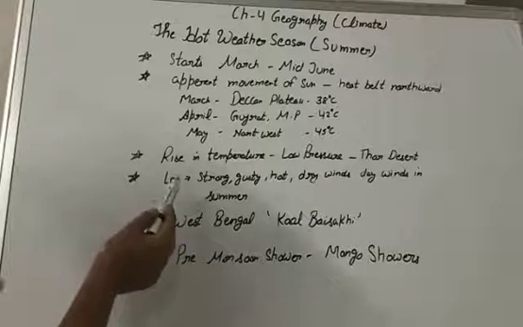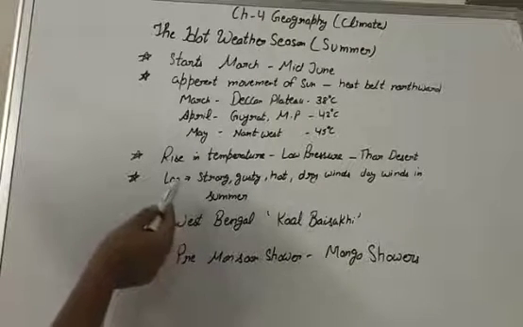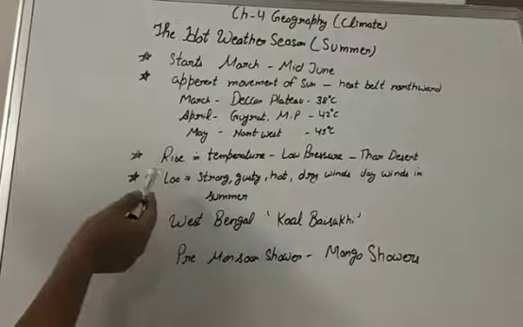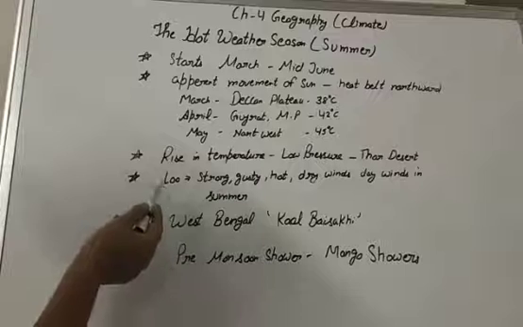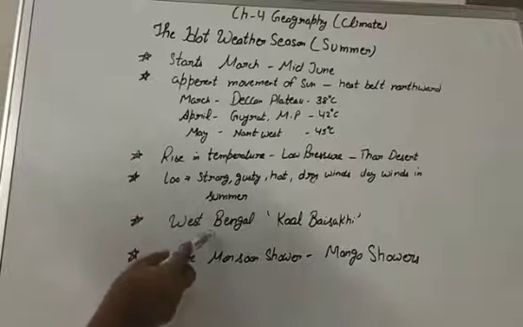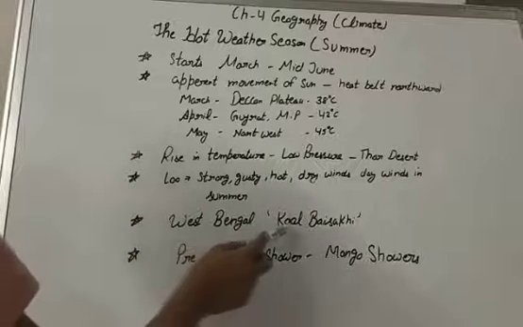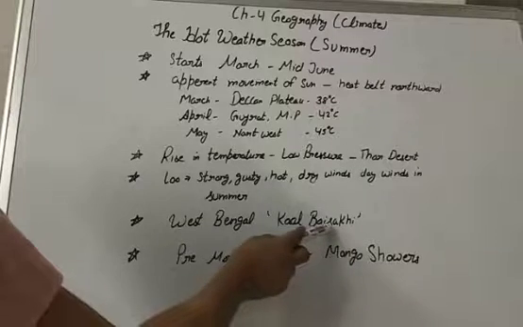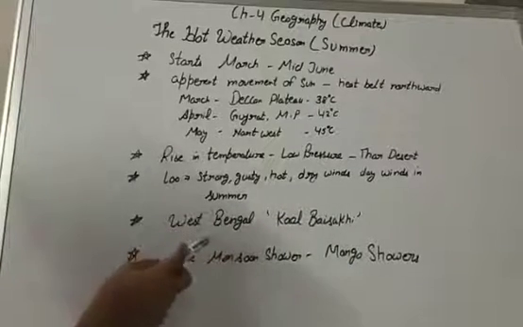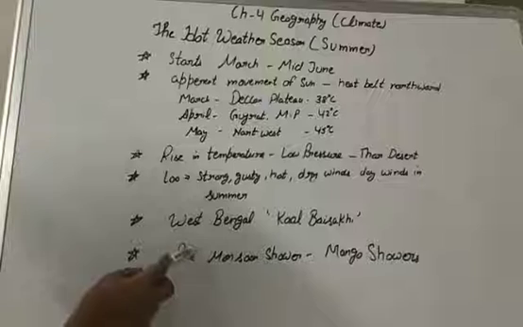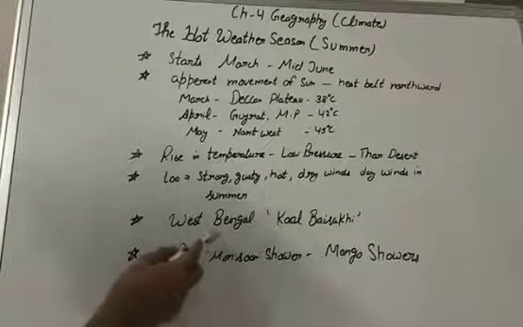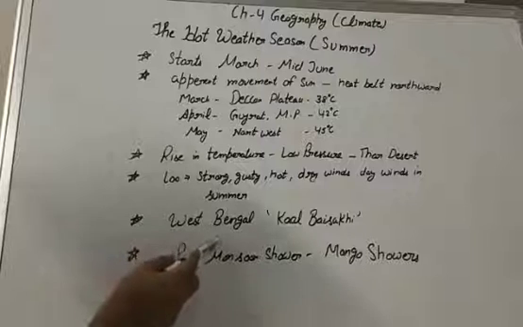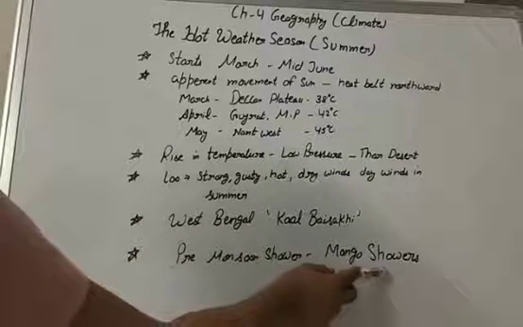And this is also the season for localized thunderstorms that are associated with violent winds, torrential downpours, and hail. In West Bengal, these storms are known as Kalbaisakhi. And towards the end of the summer season, pre-monsoon showers are common, especially in Kerala and Karnataka, that help in the ripening of mangoes and are referred to as mango showers.